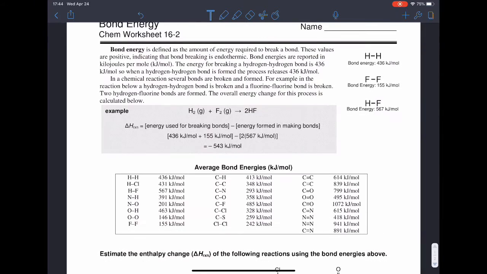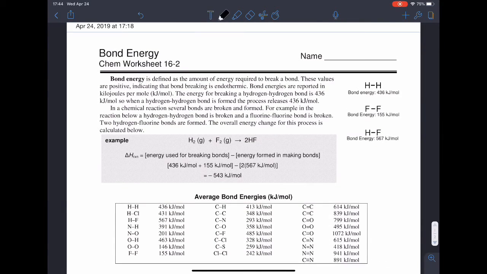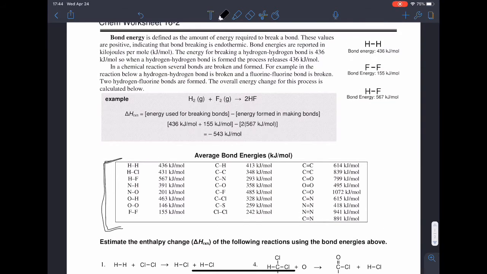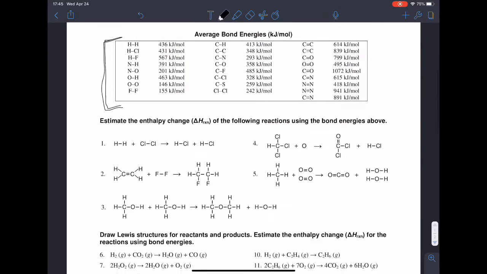Now, in general, this chart that you'll see down here will be available to you by means of the data booklet through IB. So there will be a whole section where you can see all of these bond types and the energies that are associated with them. Here's a brief little bit of reading at the beginning of the worksheet that I think is valuable to you, but I'm just going to jump right into one example.